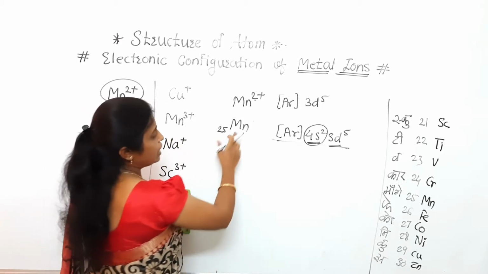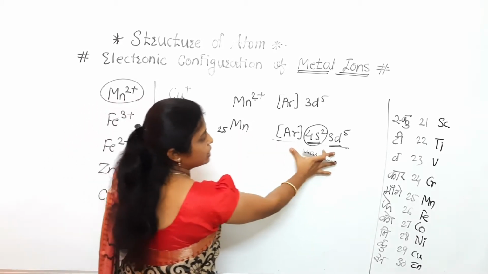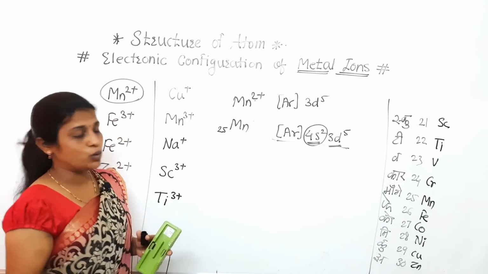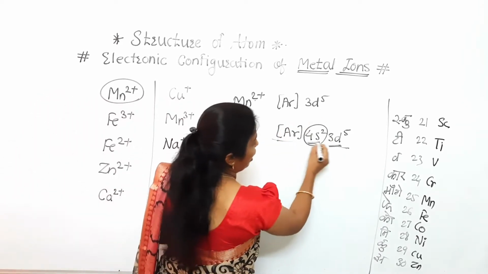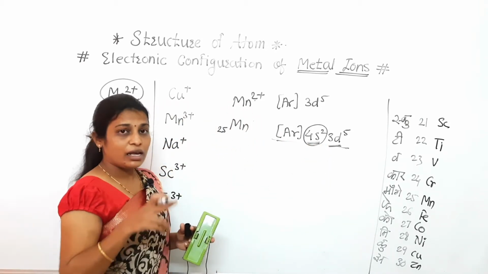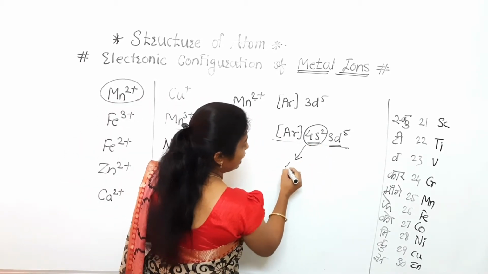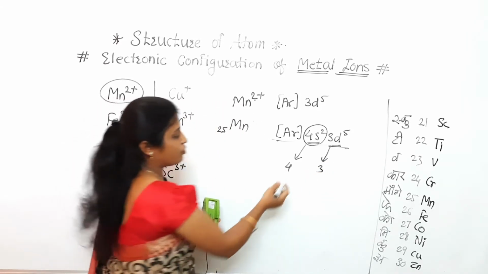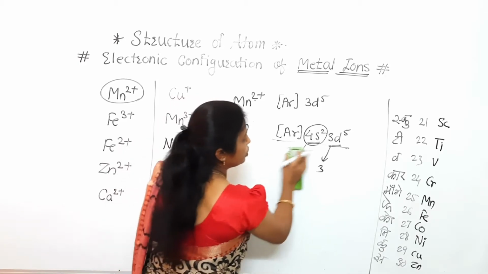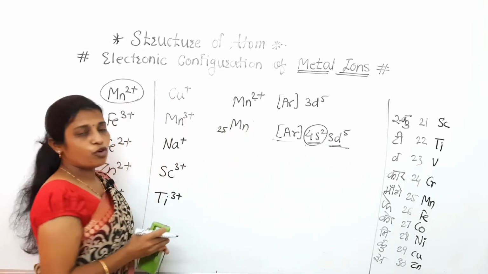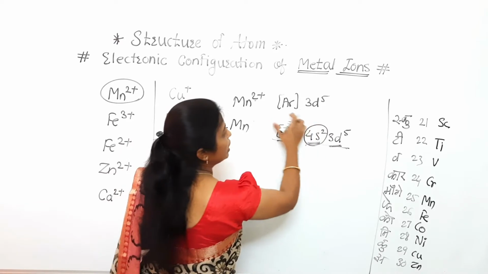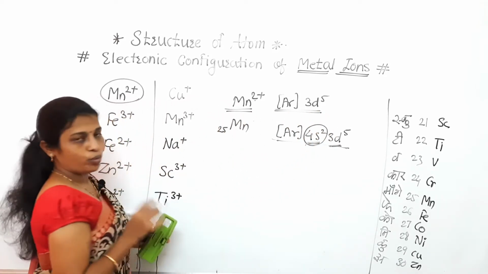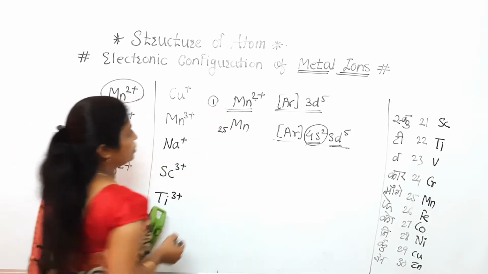The next one is that normally for Mn, the electronic configuration is this one. A positive charge means 2 electrons are lost, and the lost electrons are from the outermost shell, which is the fourth shell, denoted by 4 here and by 3 for the d orbital. So 2 electrons are removed from the 4s, and because of that this is the electronic configuration of Mn2+. Clear to everyone? So we have completed the first example.